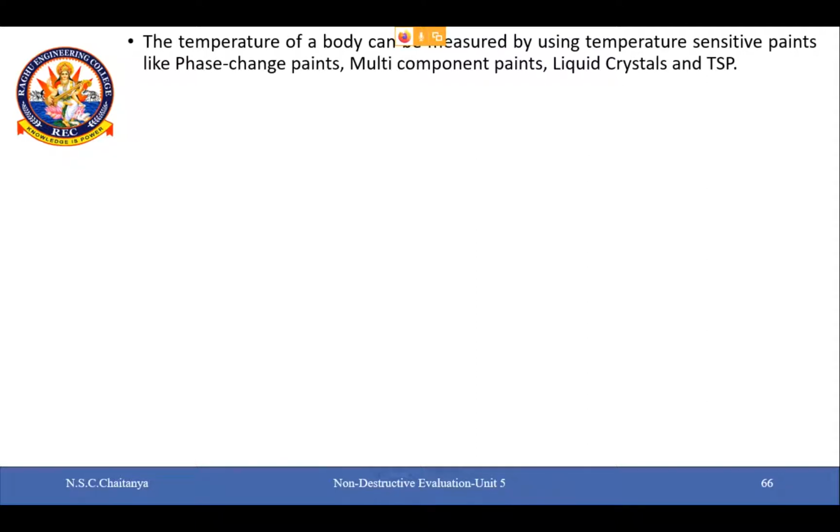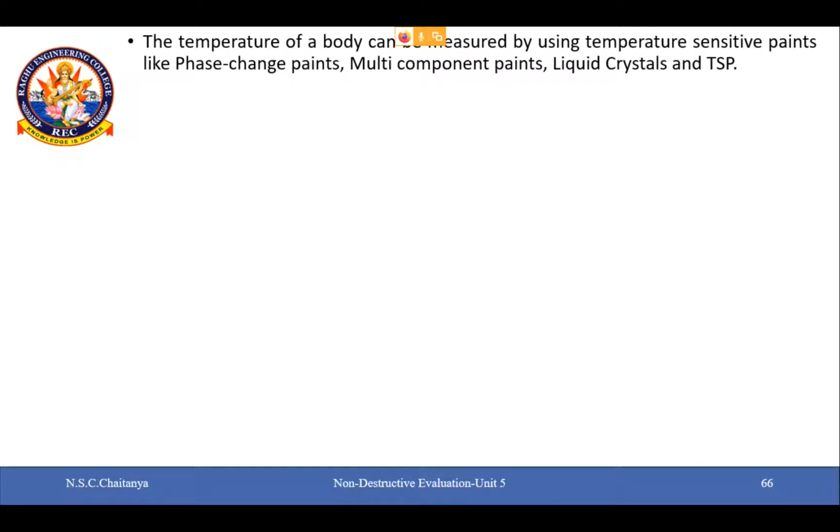The second type is multi-component paint. This is an irreversible thing, and the first one, phase change paints, are also an irreversible type of paint. So what happens in your multi-component paint? The name itself explains it. It consists of different components, each of which undergoes a color change at a specific temperature. So different components will undergo different color changes at different temperatures. For example, maybe at 90 degrees centigrade the paint will turn orange, and maybe at 150 degrees centigrade it will turn red, and so on. This is just an example I have given you. So that is what happens with your multi-component paint.